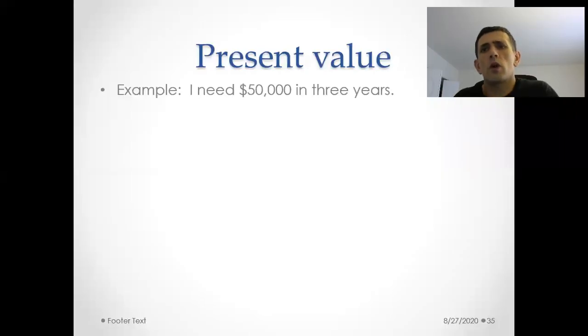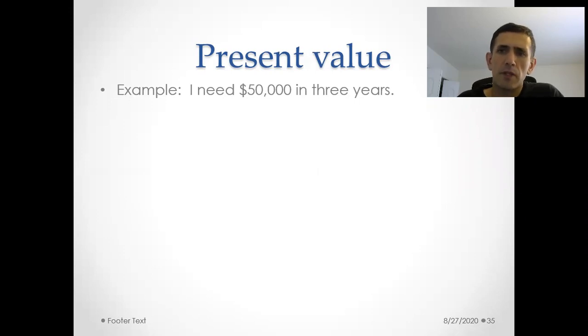Hello, everyone. What I want to do now is finish up the slides on the basics of compound interest, part 2. And in particular, I want to talk about present value, and I want to talk about equations of value. Okay, so the concept of present value is extremely simple, and yet it is very, very important.